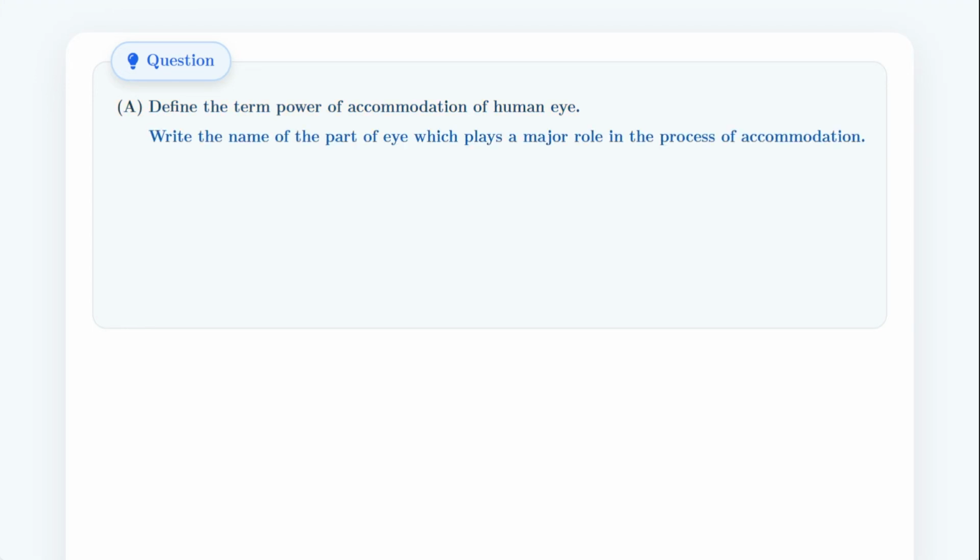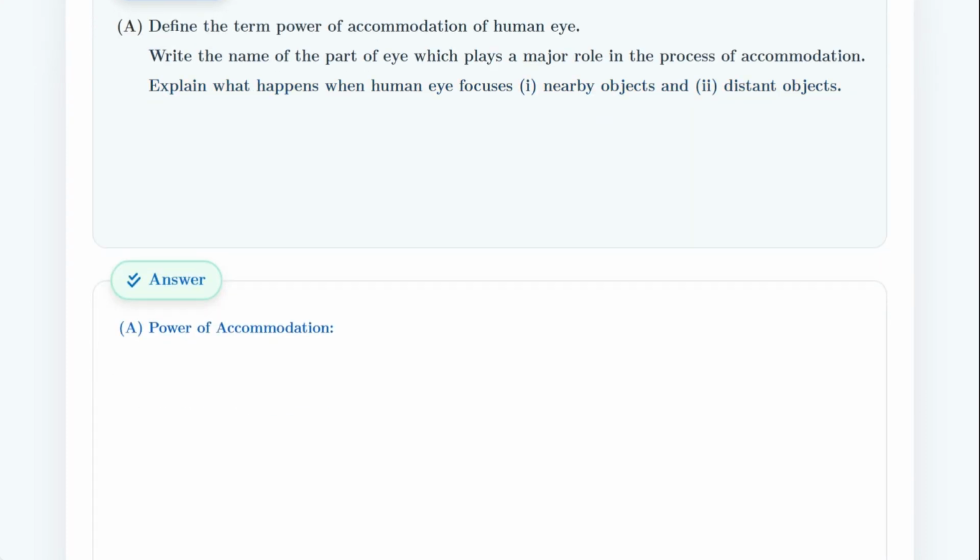Let us look at this question. We have two options, part A or part B. Let's see part A first. Define the term power of accommodation of human eye. Write the name of the part of eye which plays a major role in the process of accommodation. And explain what happens when the human eye focuses on nearby objects and distant objects.